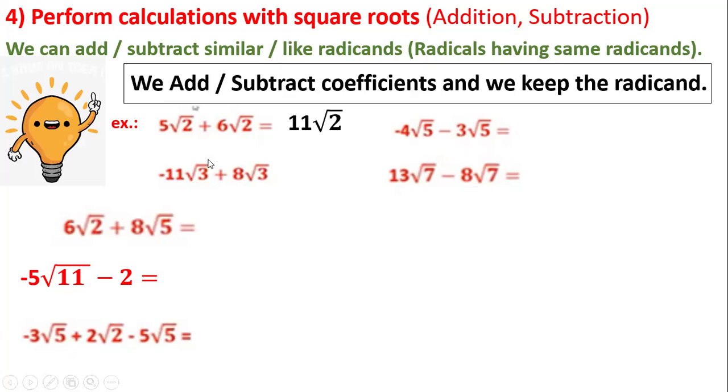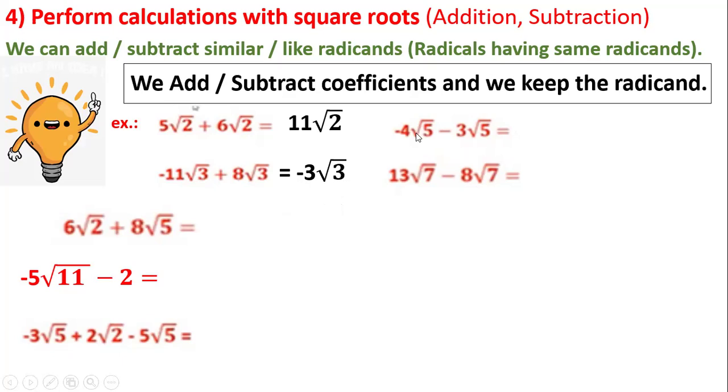Now the second example, which is the one down. Minus 11 radical 3 plus 8 radical 3. Here I have radical 3, I'm adding it with another radical 3. Since I have same radicands, I can add or subtract the coefficients. On your calculator, minus 11 plus 8 is minus 3, and I keep the radical 3, so my answer is minus 3 radical 3.